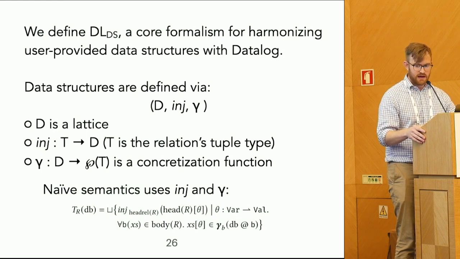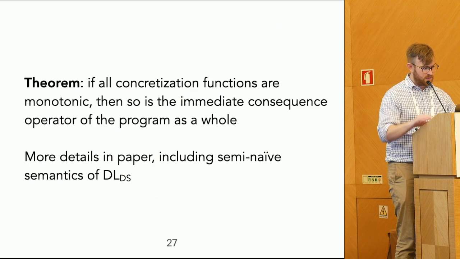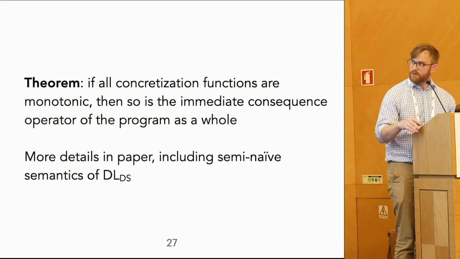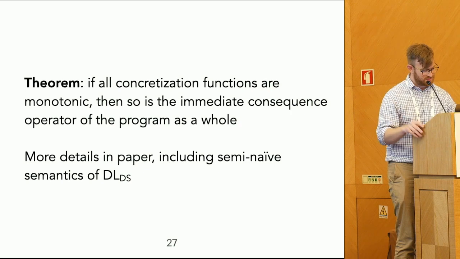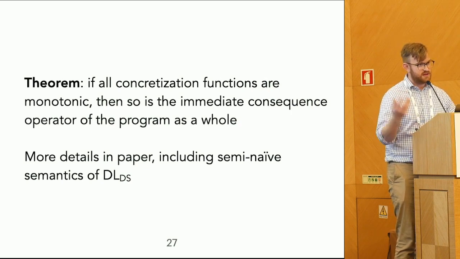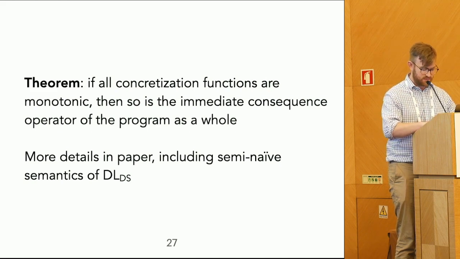So D has to be a lattice, and there's an injection function and a concretization function, and then you can define the naive semantics in terms of those, and everything works out. And the theorem says that if all the concretization functions are monotonic, then so is the immediate consequence operator for the program as a whole. We give more details in the paper, including a semi-naïve semantics as well, which gives a characterization of what is required for these data structures.